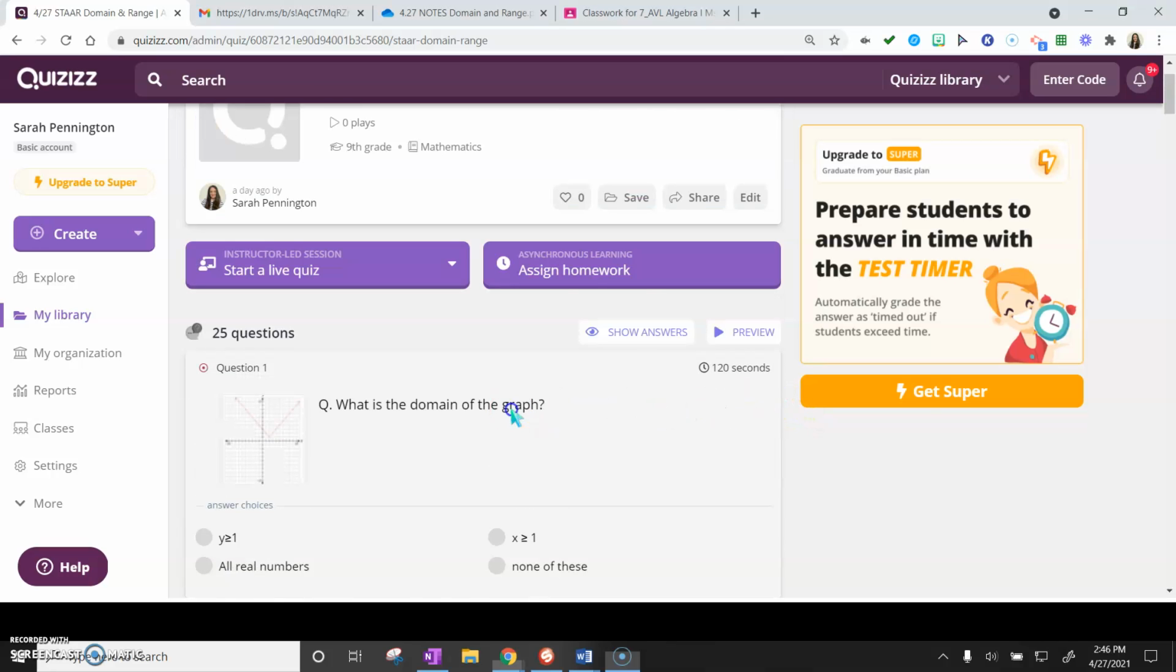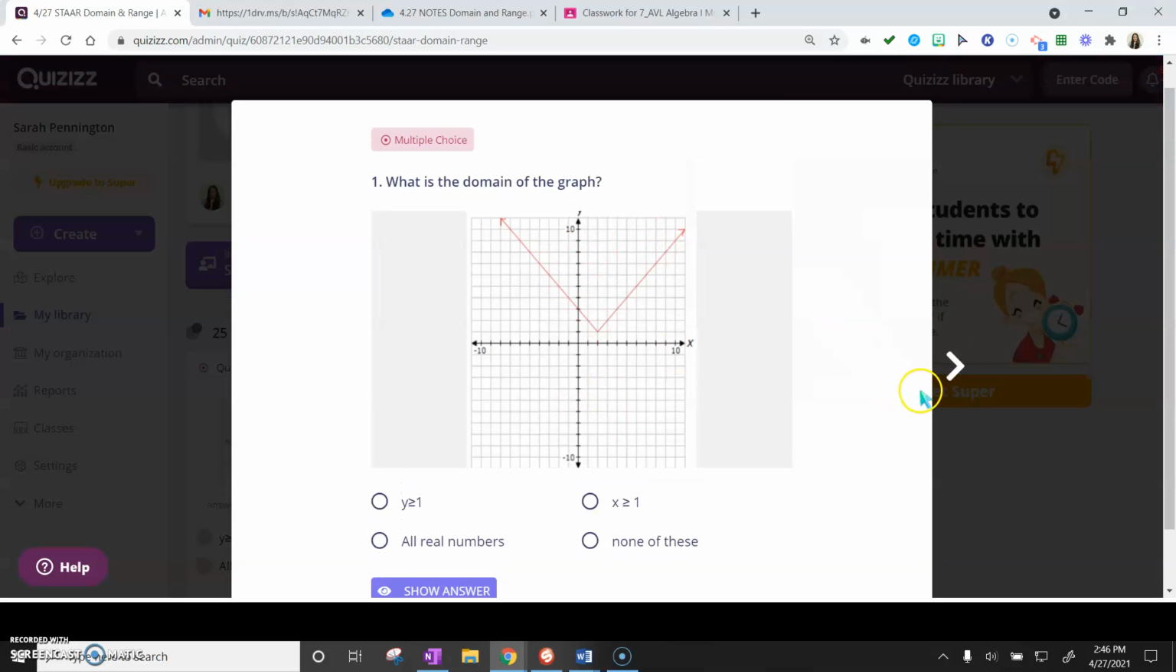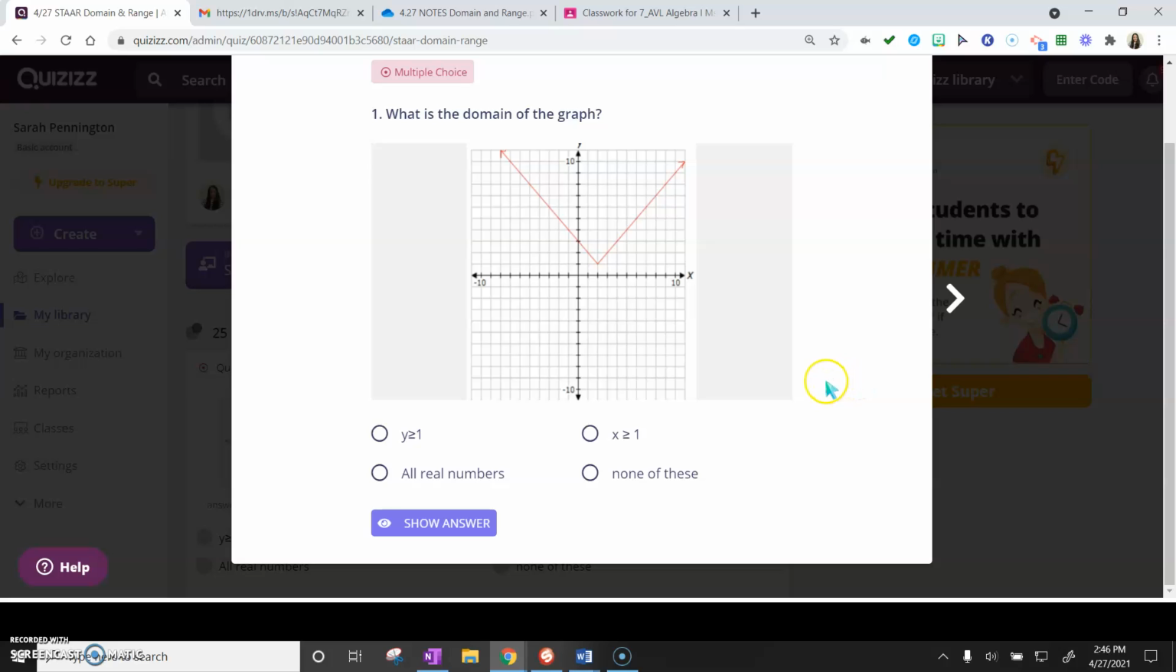Hey guys, so I didn't want to leave you hanging, so I wanted to go ahead and make a short video on the quizzes that I assigned you. I want to help you out because I want to make sure that you're understanding these concepts of domain and range. So domain, remember, is how far this graph goes from left to right.